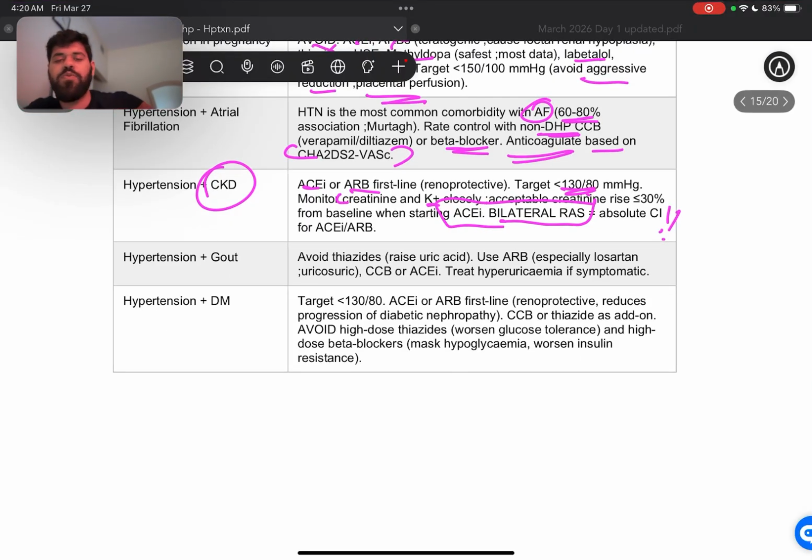Hypertension plus gout, we avoid thiazides. We use ARBs, CCBs, or ACE inhibitors, either of these, because thiazide is going to raise uric acid, and if there is hyperuricemia, we have to treat it if it's symptomatic.